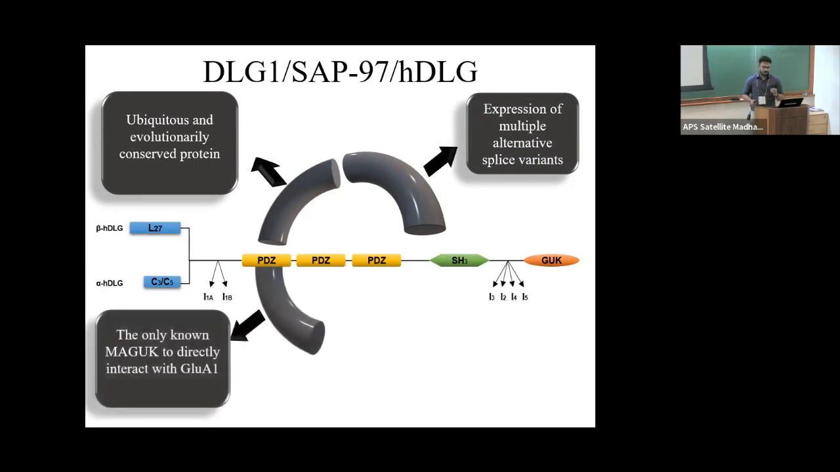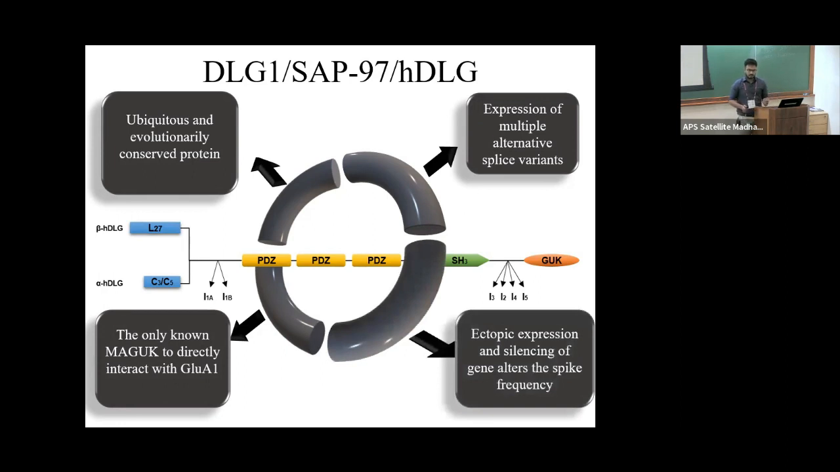SAP97 is the only known membrane-associated guanylate kinase protein which is capable of directly interacting with the AMPA-type glutamate receptor subunit GluA1, in an activity-dependent manner. Ectopic expression and silencing of the gene are observed to alter synaptic firing frequencies. SAP97 is also reported to be impaired in multiple disorders such as cancers, and in neurological pathologies such as schizophrenia and bipolar disorder.